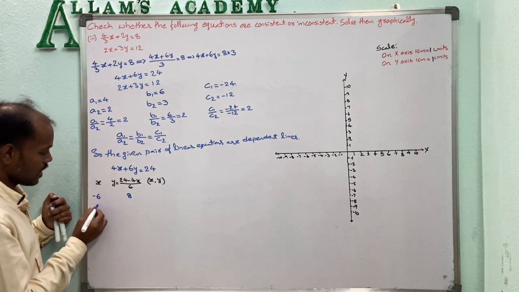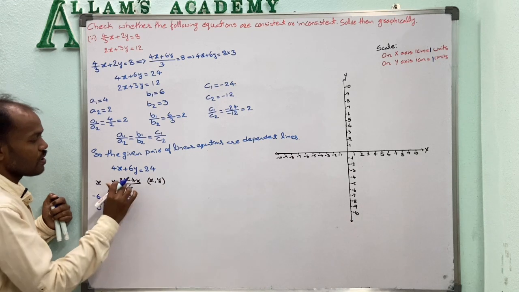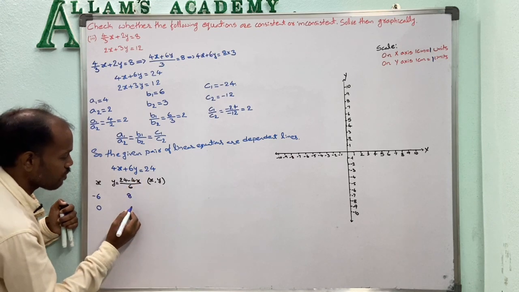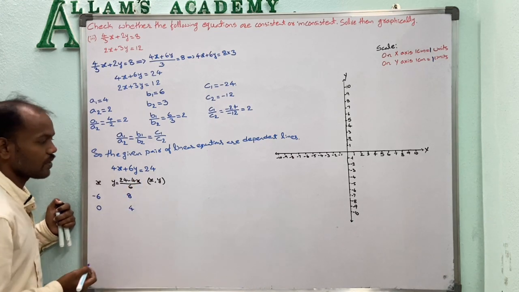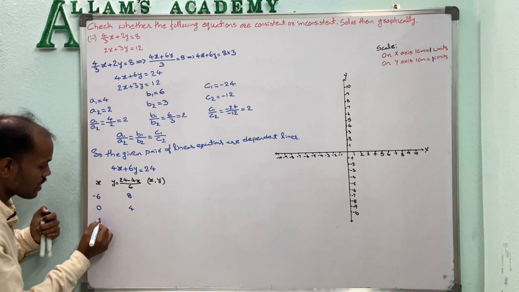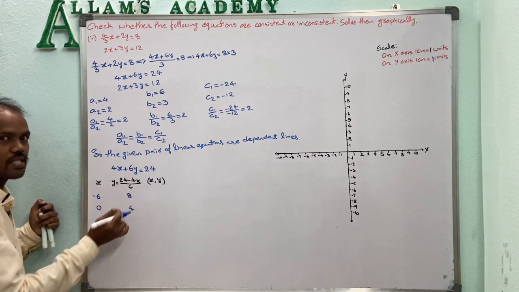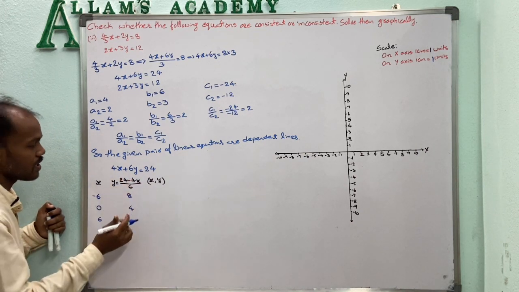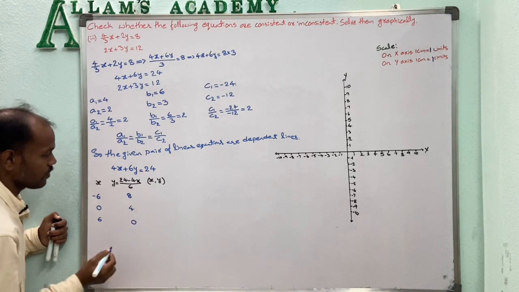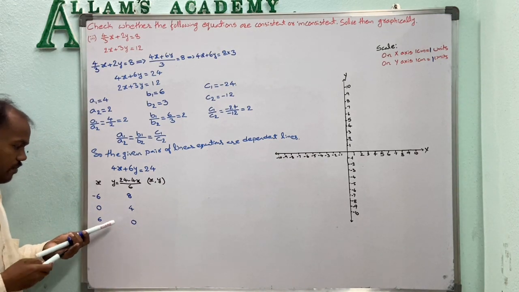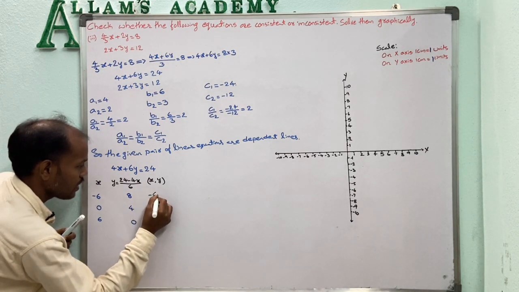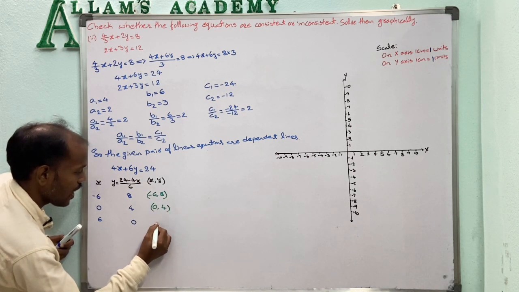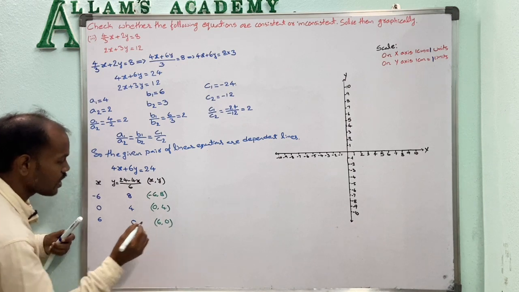For the second point, if we substitute 0, 4 into 0 is 0, 24 minus 0 equals 24, 24 by 6 equals 4. If we substitute 6, 4 sixes are 24, 24 minus 24 equals 0, 0 by 6 equals 0. So the points are (minus 6, 8), (0, 4) and (6, 0).